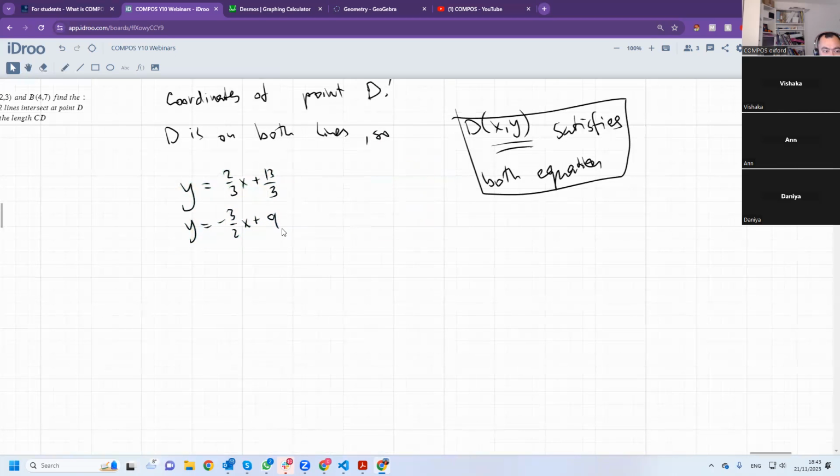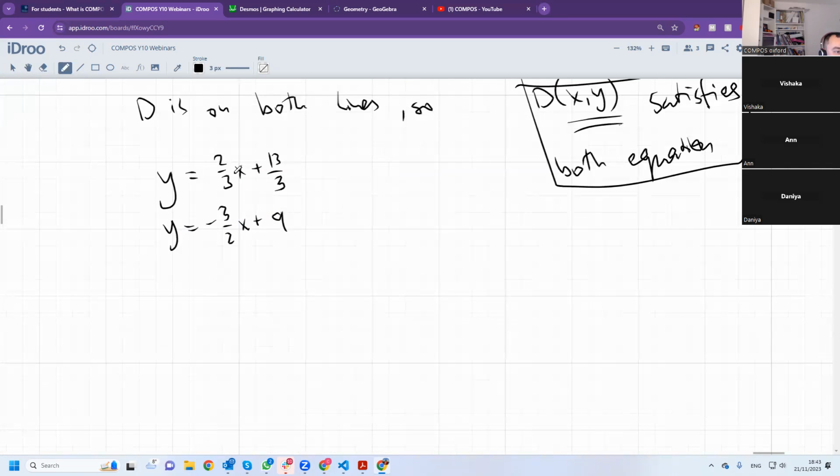Okay, so we just write them out and solve simultaneous equations. The first one I'm going to multiply by 3, this one by 2. So 3y equals 2x plus 13. This one is going to be 2y equals minus 3x plus 18.